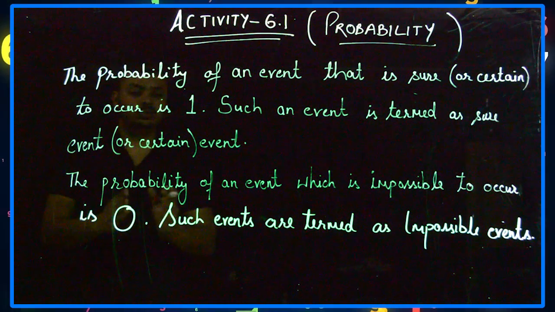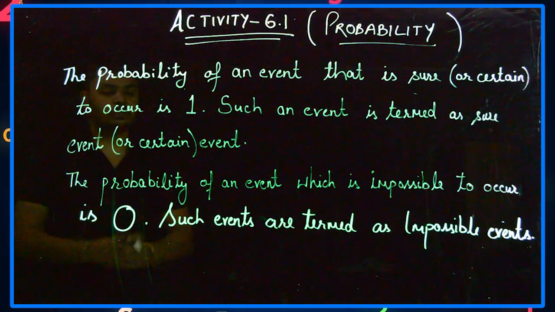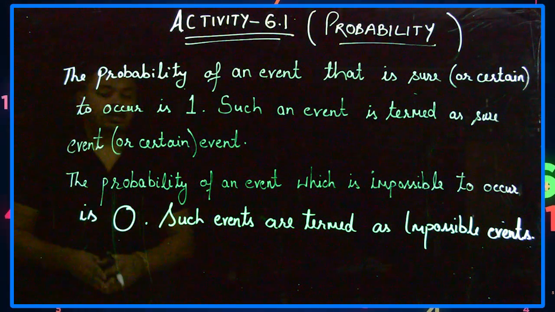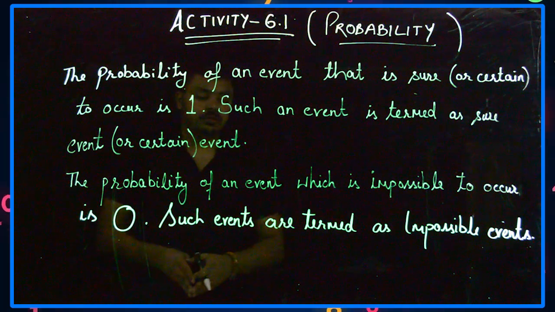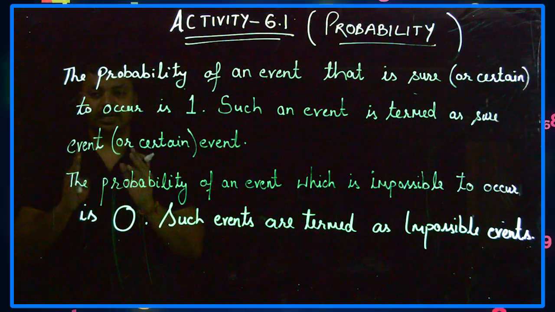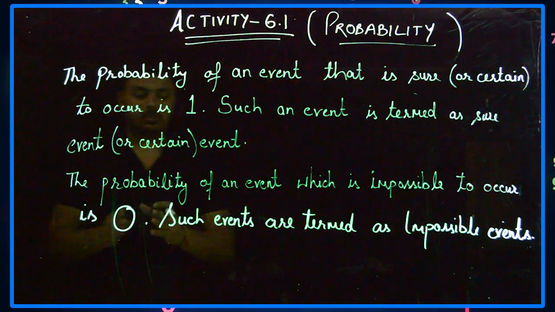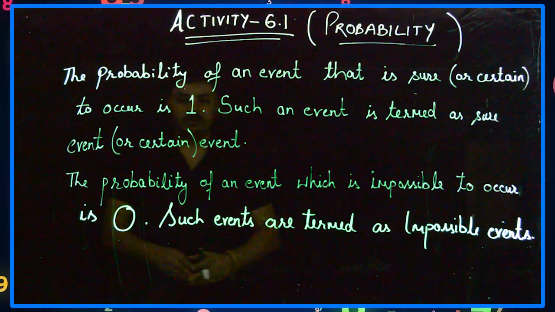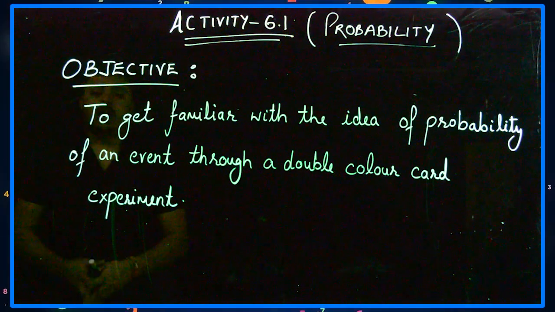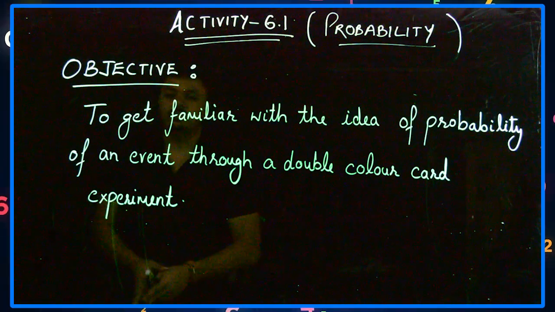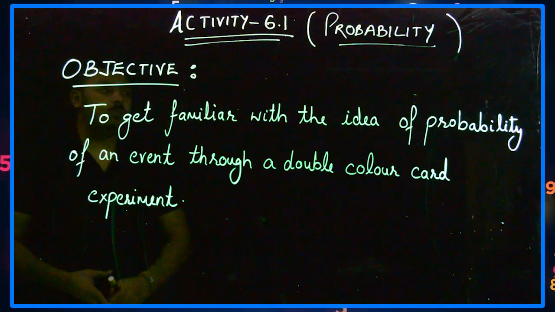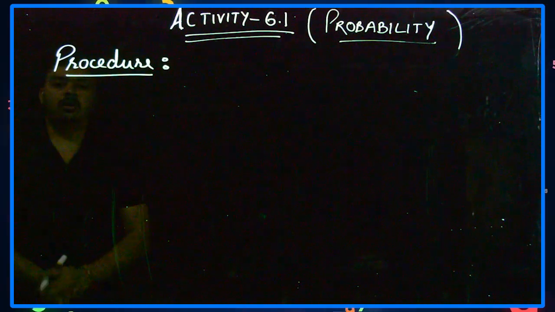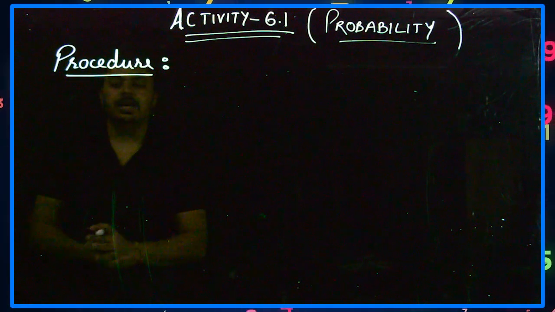So, we have learnt about two events, that is sure or certain events, where the probability of an event is sure, and events where the event is not sure, or we can say it is impossible for that event to occur. Such events are termed as impossible events. So students, our objective for the given activity is to get familiar with the idea of probability of an event through a double color card experiment. Now let's start the procedure for the given activity.